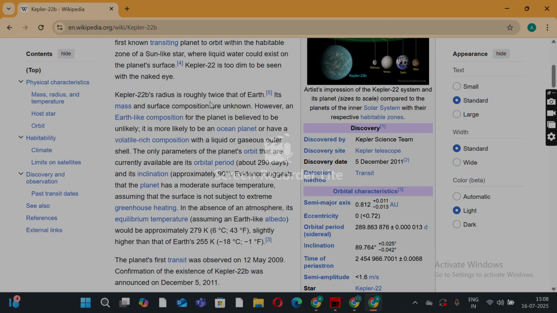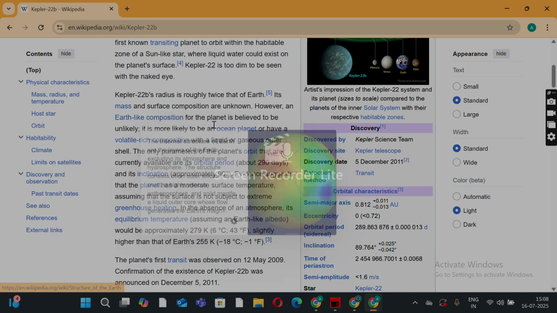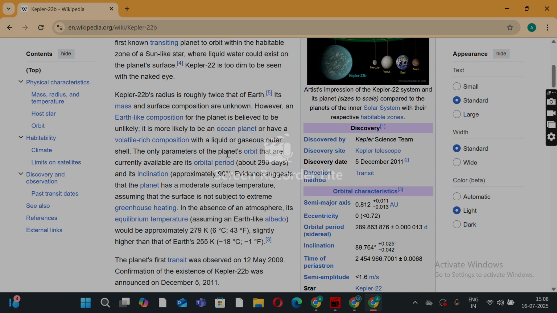Kepler-22b's radius is roughly twice that of Earth. Its mass and surface composition are unknown. However, an Earth-like composition for the planet is believed to be unlikely. It is more likely to be an ocean planet or have a water-rich composition with a liquid or gaseous outer shell. The only parameters of the planet's orbit that are currently available are its orbital period, about 290 days, and its inclination of approximately 90 degrees.